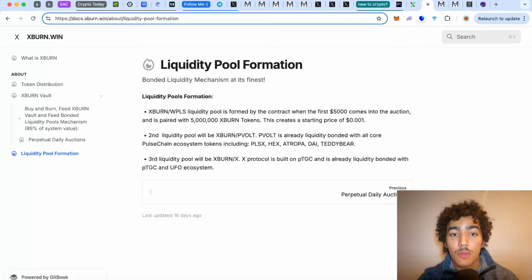Second liquidity pool will be with P-Vault. Already is liquidity bonded with Pulse, Hex, Atropa, and Teddy Bear. Yep. Third liquidity pool will be with X protocol, which is part of the PTGC ecosystem. So shout out to them and part of the UFO system.